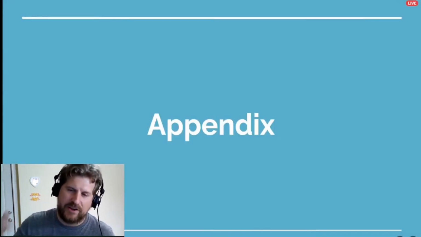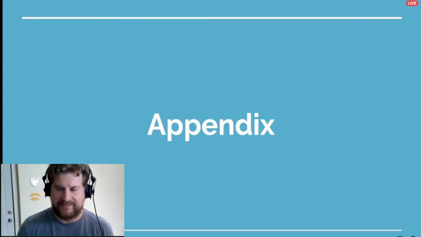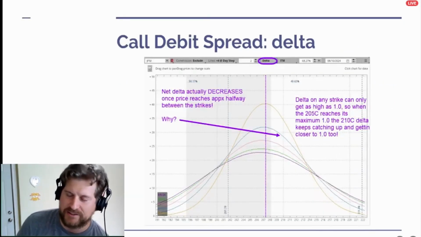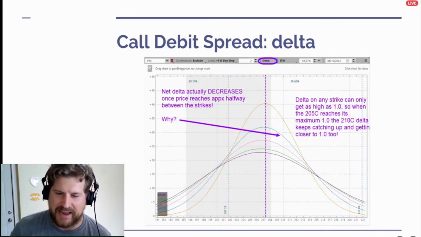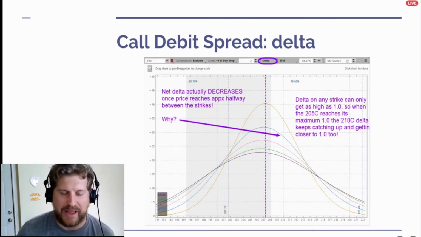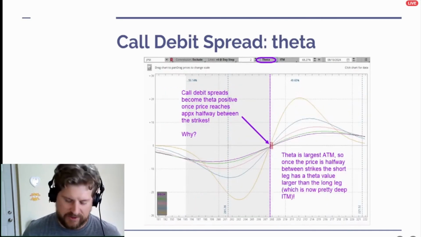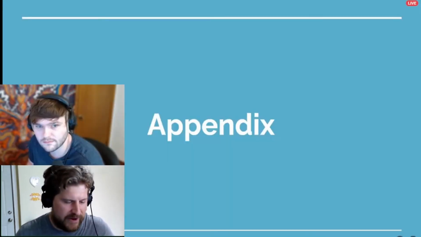Okay, and so when these slides are available to the world, you can look at the Greeks, as the Greeks change over time. Why does the delta on this actually go high and then go back low as it moves in your favor, and that theta thing we talked about too. But that's it. That's what I prepared.